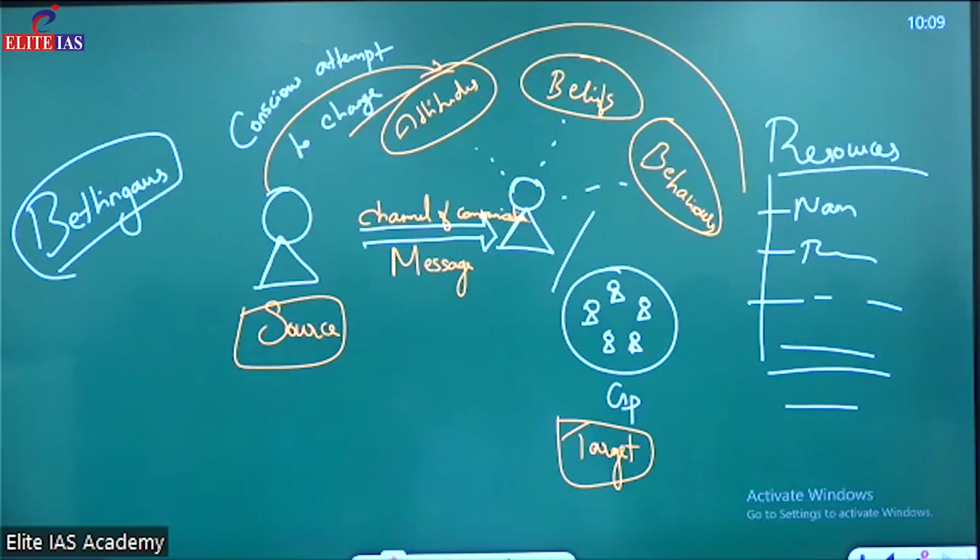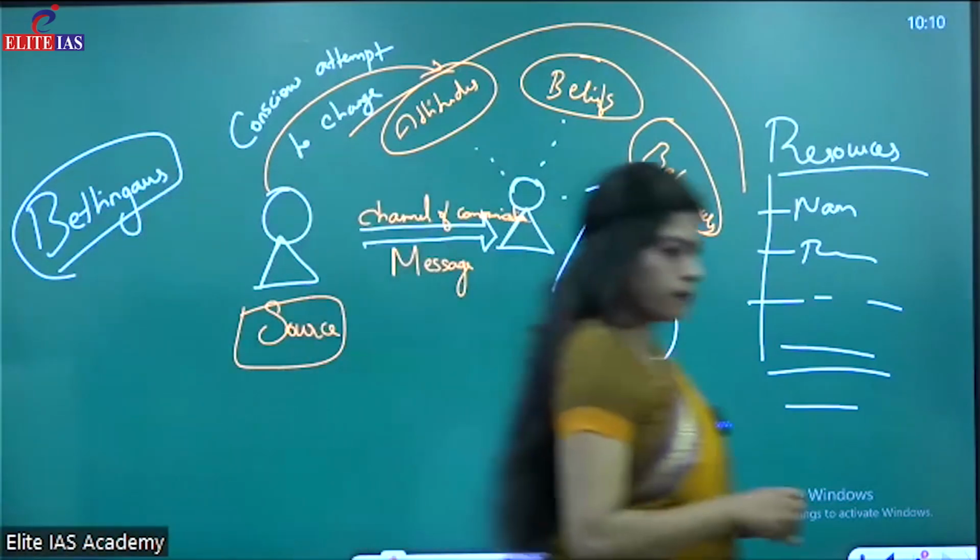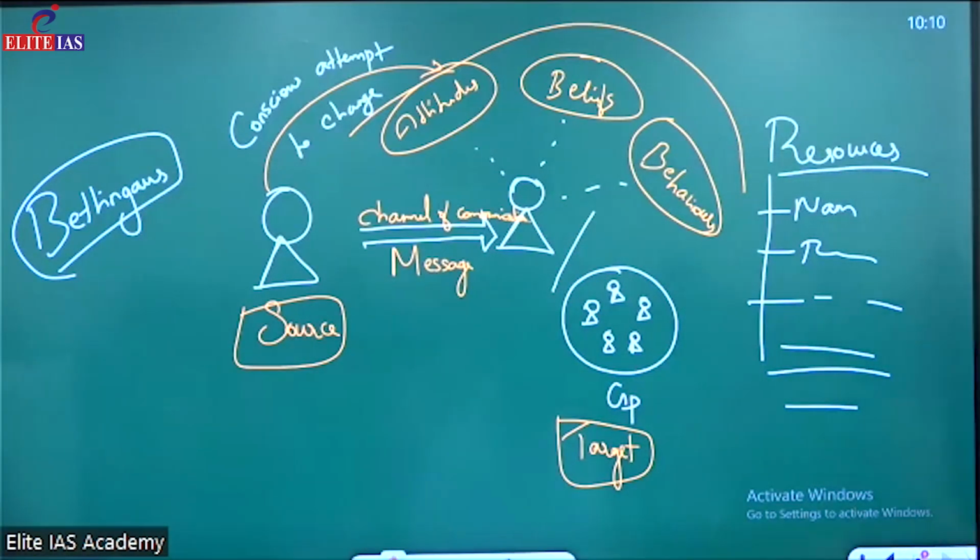Have you drawn this diagram? Okay, draw. Then I'll give another small definition. So do you understand the difference between social influence and persuasion? It can be positive or it can turn out to be negative also when you're trying to persuade a person, no?